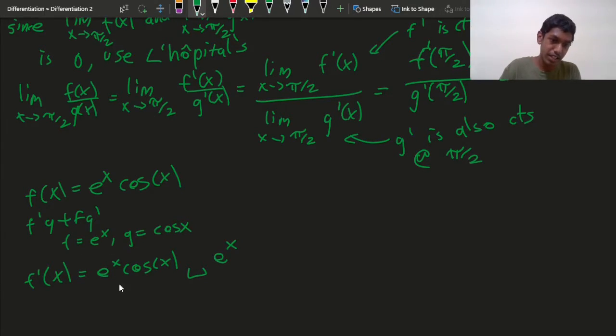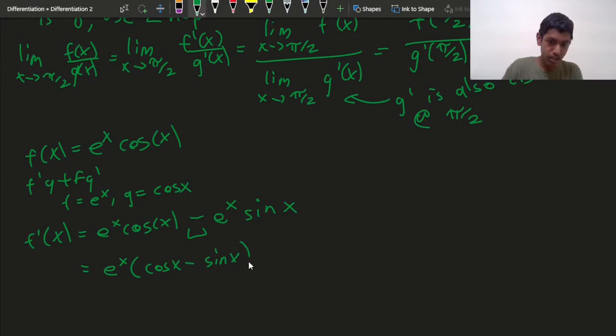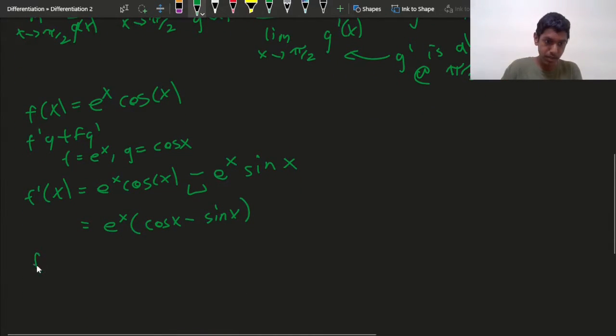The derivative of e to the x is also e to the x, and then g prime is going to be a minus sine x. That's why I left a space there. Okay, great, and we can factor an e to the x out if we'd like. Great. All right. So now let's just evaluate this at pi over 2.